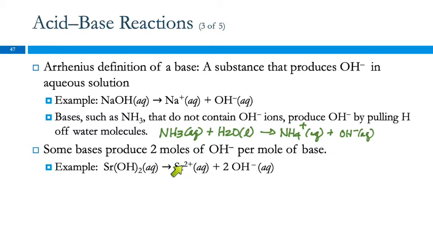Some bases can produce more than 1 mole of hydroxide per mole of base. An example is strontium hydroxide. This is Sr(OH)2. This is an ionic compound. When it dissolves, it separates completely. It's a strong electrolyte, and so we get strontium ions and 2 hydroxide ions. So we're going to get 2 moles of hydroxide per mole of the base. It's a little different than diprotic acids where it loses 1 hydrogen and then it loses another. The bases just separate completely all at once.